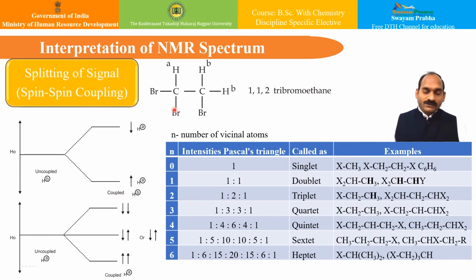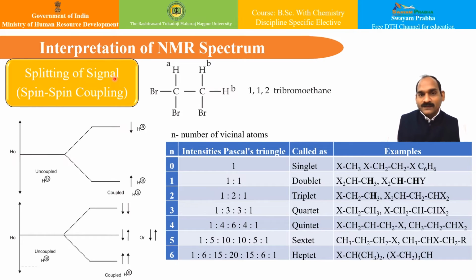Similarly, the splitting of the signal, that is spin-spin coupling, in the interpretation of an NMR spectrum is a very important topic. Unless you understand spin-spin coupling, you won't be able to predict why a particular peak has split into a doublet, triplet or quartet, and therefore it is very important to understand the splitting of signals.